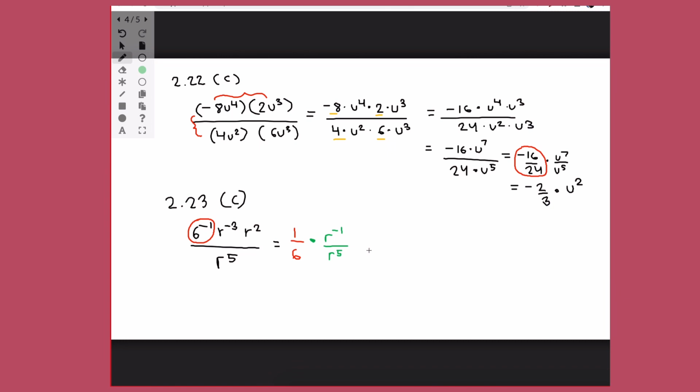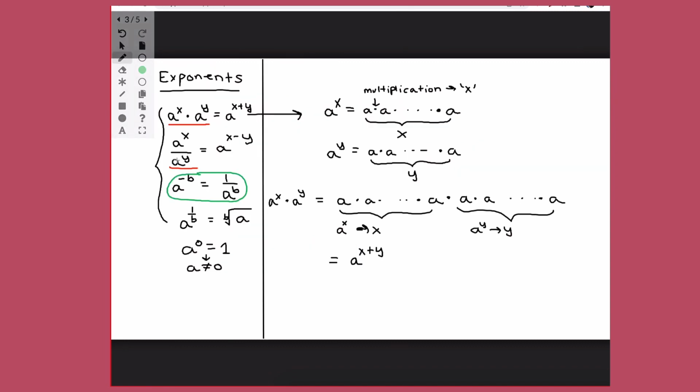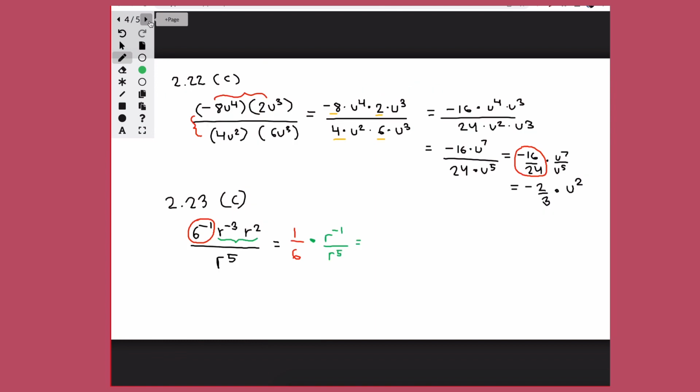So then we have this, and this just follows from our multiplication rule that we used over here. Now we have this rule: a to the power x over a to the power y is equal to a to the power x minus y. Applying that here, we'll get 1/6 times r to the power negative 1 minus 5, which is negative 6.